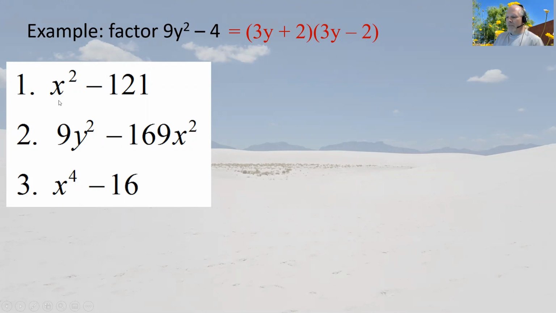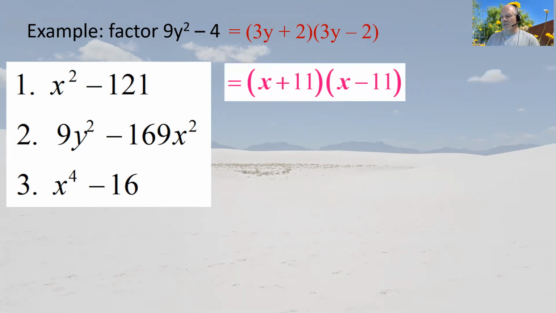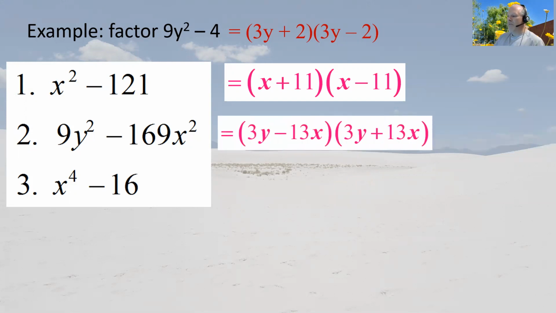These next three examples. Number 1, x squared minus 121, they are both perfect squares. So we end up with x plus 11 times x minus 11. Number 2, we have a perfect square 9y squared. We have a perfect square here, 169x squared. The square root of 169 is 13, so we end up with 3y minus 13x times 3y plus 13x. Please note, it does not matter if you put the minus first and the plus second, or vice versa. That makes no difference. What does make a difference is the original binomial that you're factoring must have a minus sign in it. It is a difference of squares.